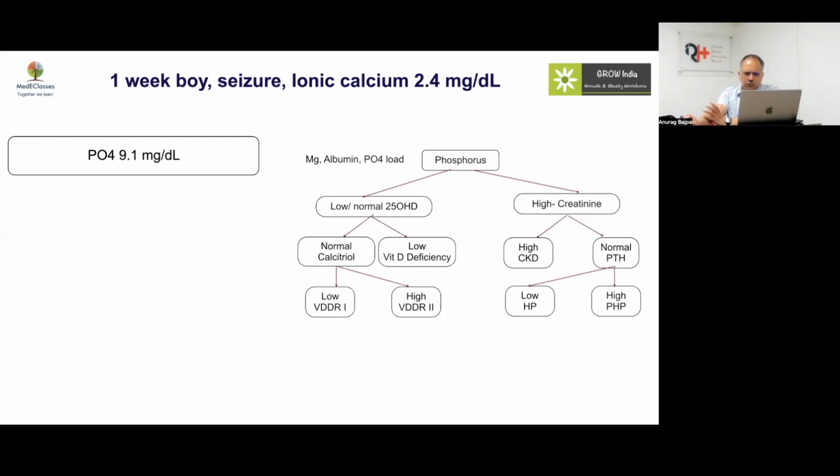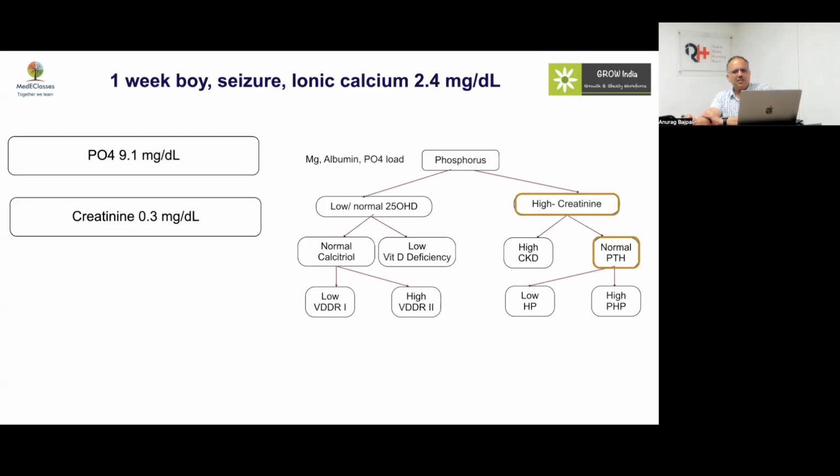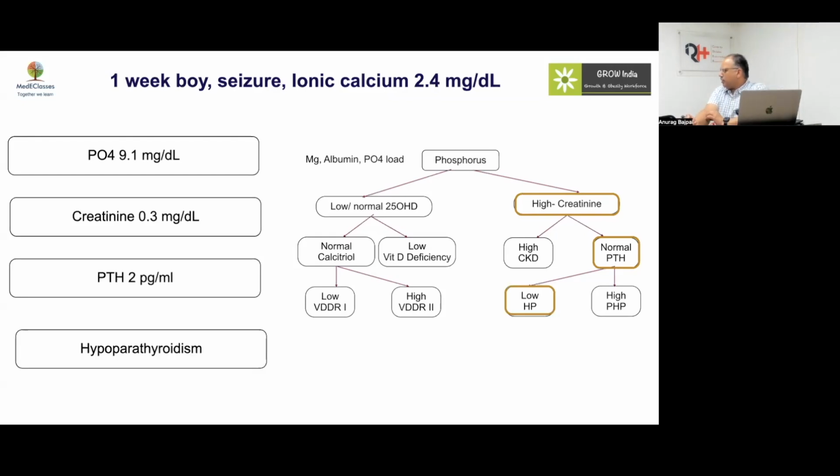So of course, you will exclude renal failure. The creatinine is normal in that perspective. Now, what you're seeing is that PTH is low, so you're going into hypoparathyroidism. Now, what else would you like to do in this child?